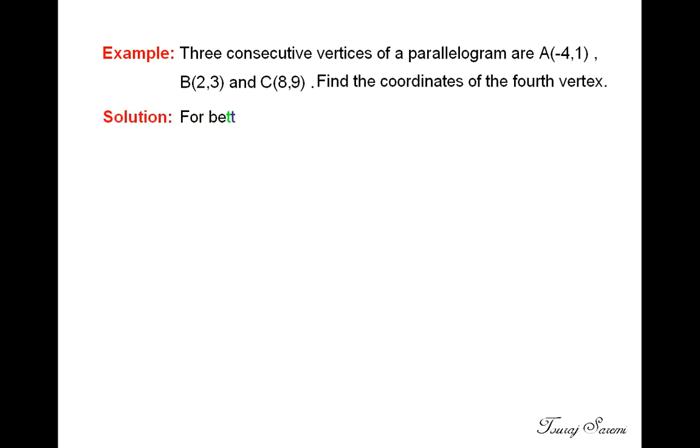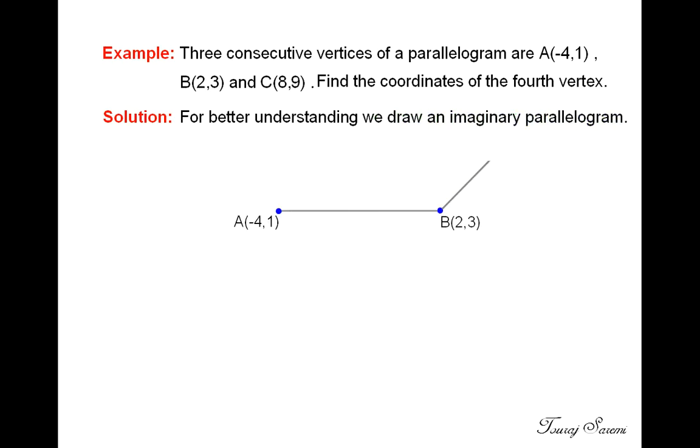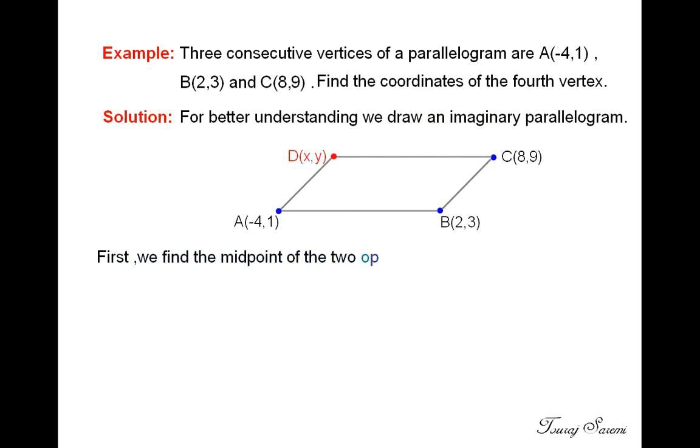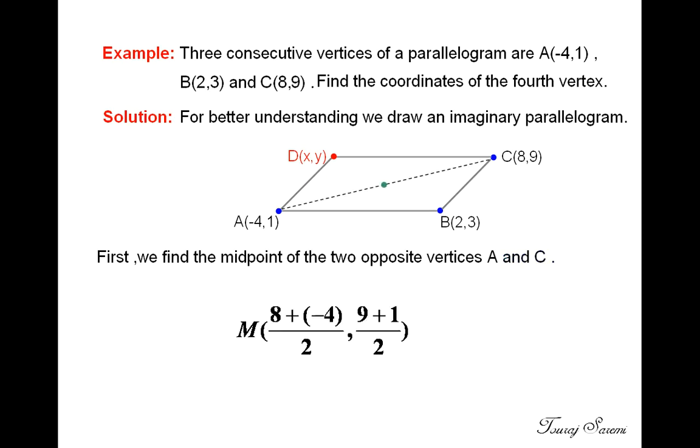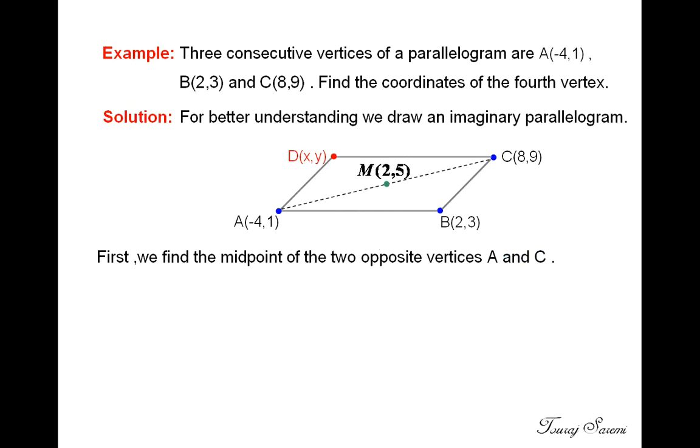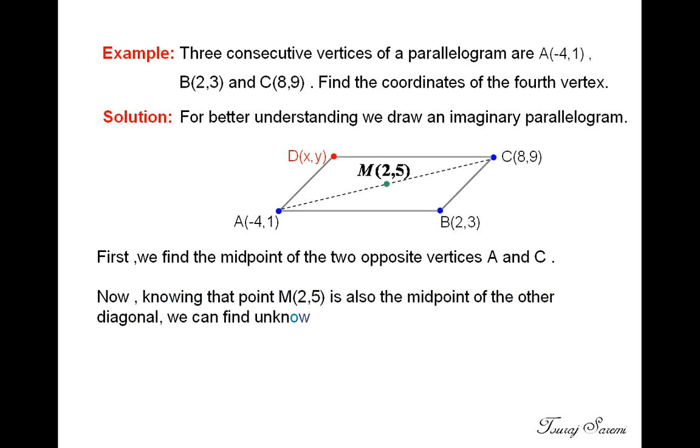Solution. For better understanding, we draw an imaginary parallelogram. First, we find the midpoint of the two opposite vertices A and C. Now, knowing that point M (2, 5) is also the midpoint of the other diagonal, we can find the unknown point.